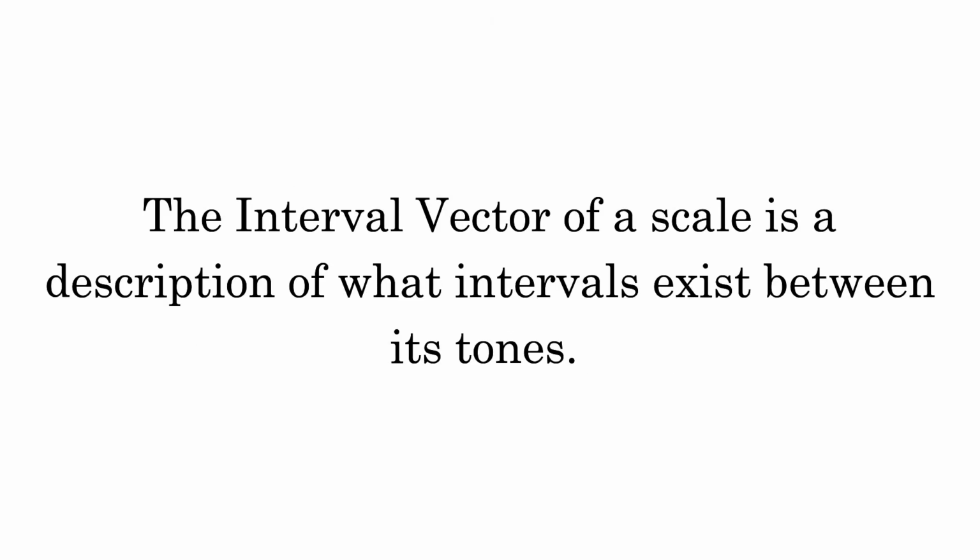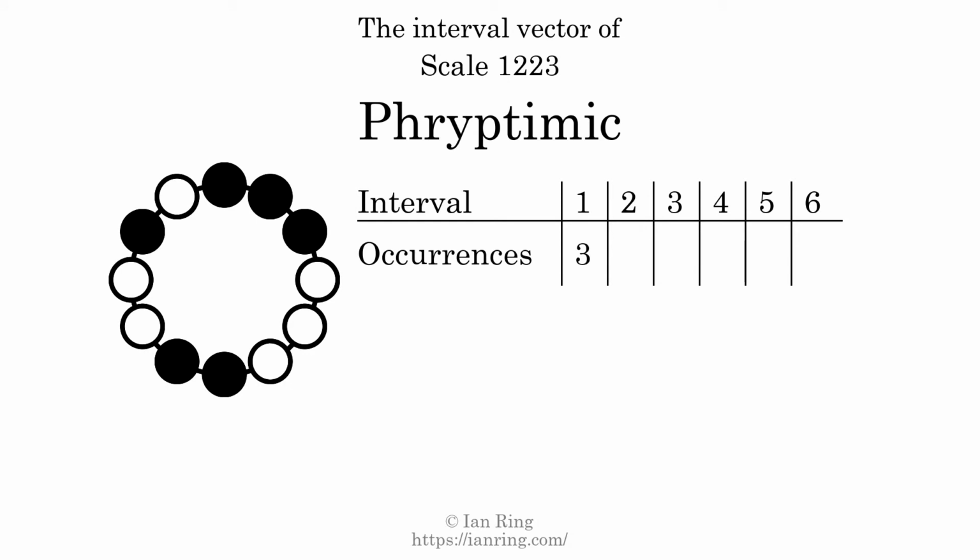The interval vector of a scale is a description of what intervals exist between its tones. There are 3 intervals with the size of 1 semitone. They are here, here, and here. There are 2 intervals with the size of 2 semitones. They are here, and here. There are 2 intervals with the size of 3 semitones. They are here, and here.